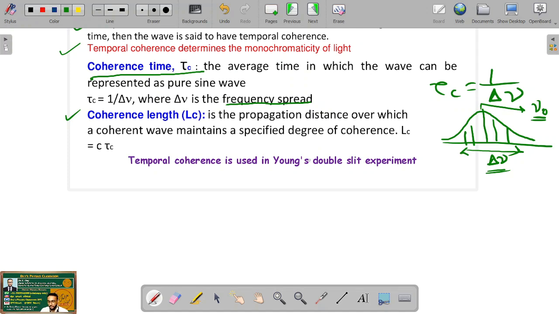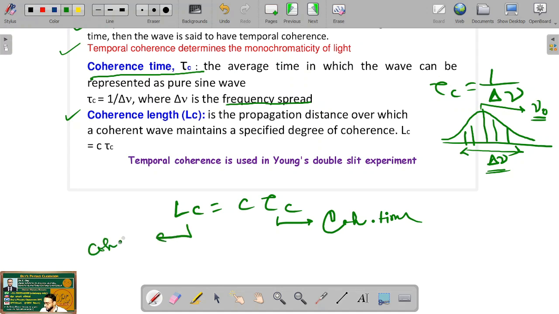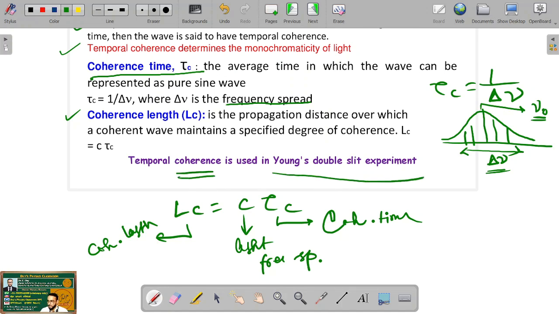And LC is related to the coherence time as LC equals C into tau C, where tau C is the coherence time, LC is the coherence length, and C is the speed of light in free space. So LC equals C tau C. So temporal coherence is used in Young's double slit experiment. That is the one information.